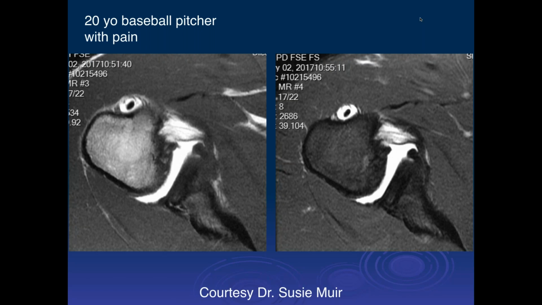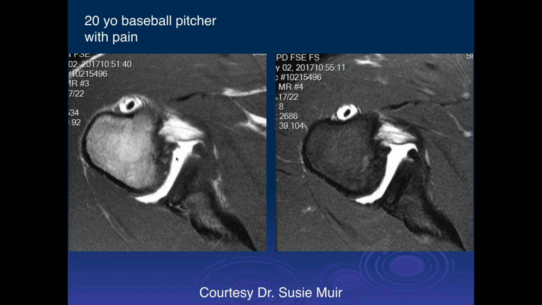Sahara, what do you think of this case? 20-year-old with pain. There is a tear of the anterior labrum with mild displacement. There's a partial tear of the subscapularis as well. What do you think this is? Is it the middle glenohumeral ligament?